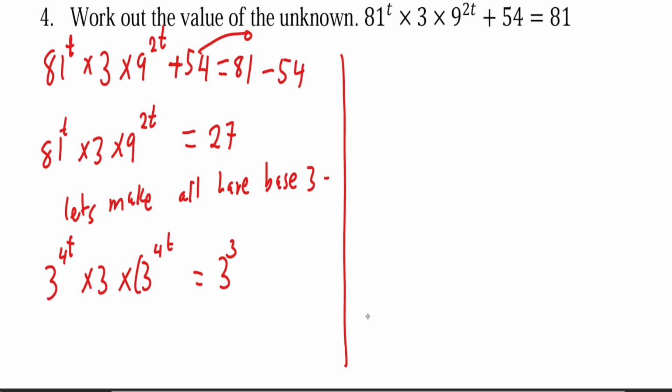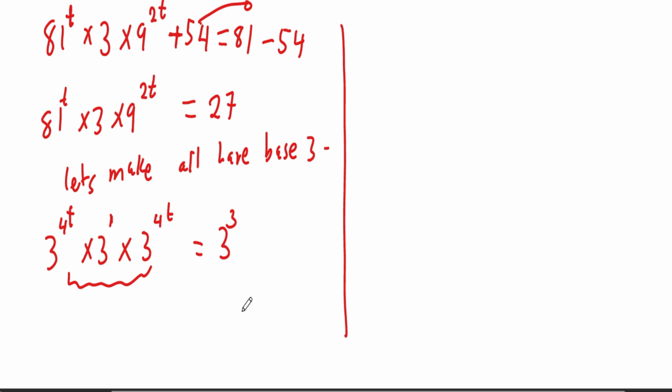Very simple question. Now we have this. Obviously we are multiplying, and remember this is 3 to the power of 1. So if the bases are the same, we add the powers. So all these powers, if you add them, it should be equal to this. So just ignore the bases of 3 and just focus on the powers. So we say that 4t plus 1 plus 4t should be equal to 3. The powers should be equal to each other. So collect like terms. 4t plus 4t gives you 8t plus 1, which is equal to 3.